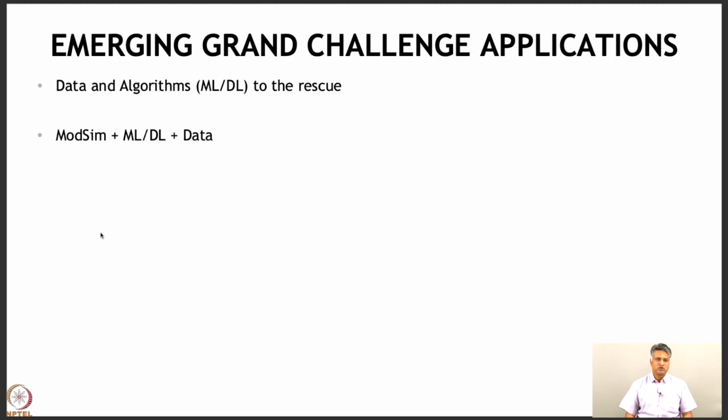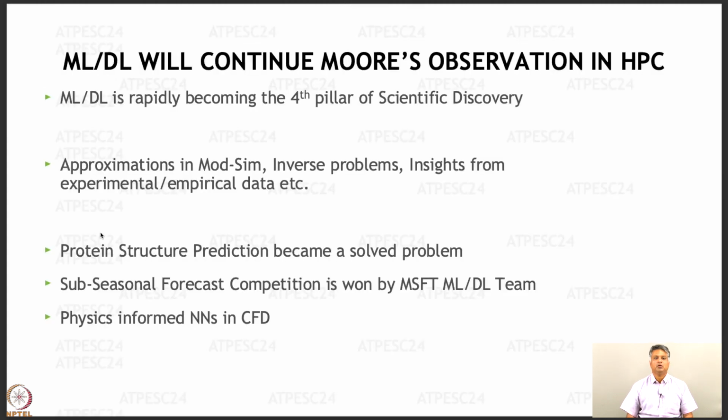There's also a large growth in machine learning and deep learning, especially if you look at data-driven algorithms. So when you look at these simulation technologies, when you combine the power of machine learning and the availability of data, we can then really enhance our understanding. If you really think about it, machine learning is very rapidly becoming the fourth pillar of scientific discovery.